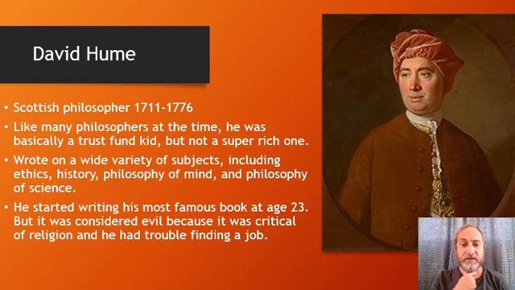He started pretty young. He started writing his most famous book at age 23, but he was pretty radical for the time. He was basically an atheist, or very skeptical of religion and really skeptical of everything. It was this skepticism about religion, miracles, things like that that got him in trouble, and it was very difficult for him to find a steady job because of that.